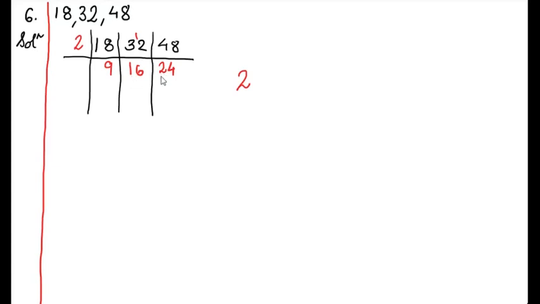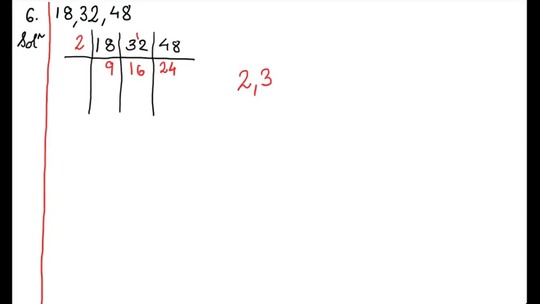So now we'll check whether these numbers are divisible by 2. Is 9 divisible by 2? No. 16 is divisible? Yes. 24 is divisible? Yes. But 9 is not divisible, and second and third number is divisible. All are not divisible by 2. So we cannot use 2 here. Now we will check 3. 9 is divisible by 3. 3 8s are 24. Yes or no? But 16 is not divisible. So all three numbers are not divisible by 3. Therefore we cannot use it.